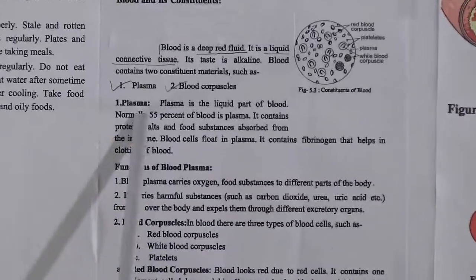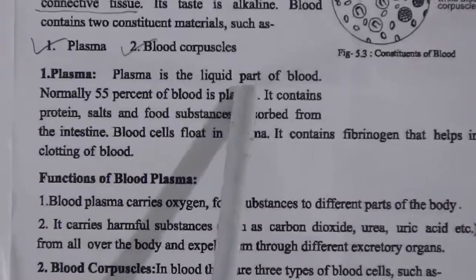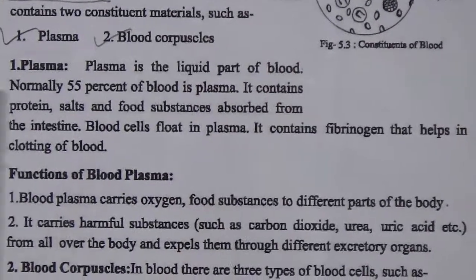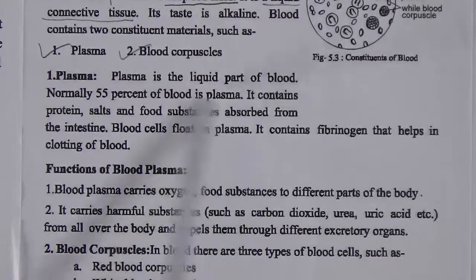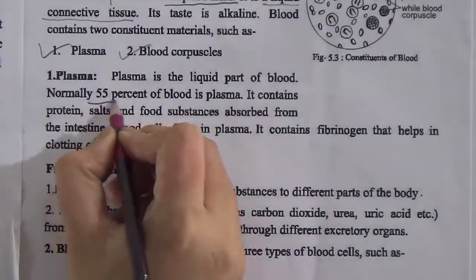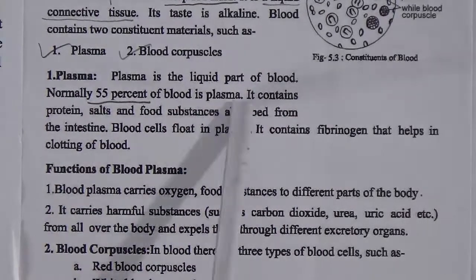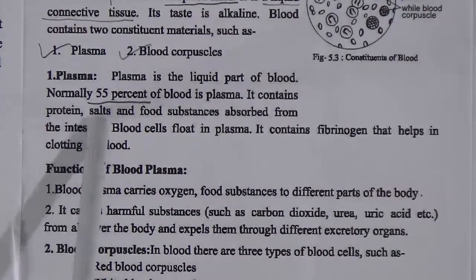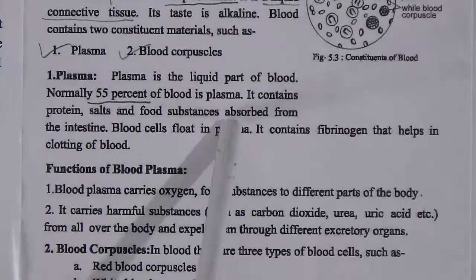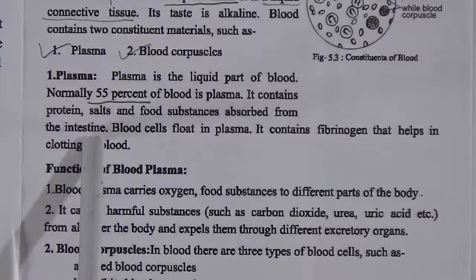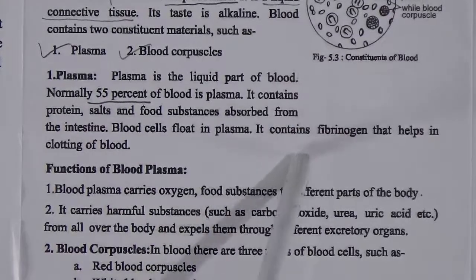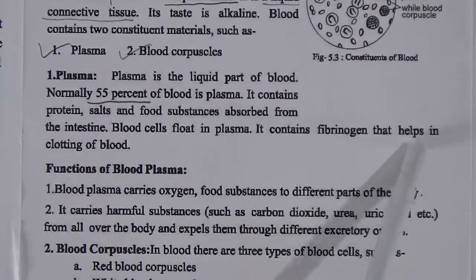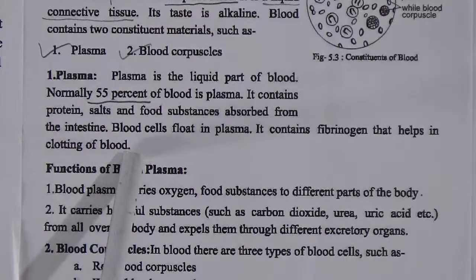Okay, now number one is plasma. Plasma is the liquid part of blood. Normally 55% of blood is plasma. It contains protein, salt and food substances absorbed from the intestine. Blood cells float in plasma. It contains fibrinogen that helps in clotting of blood.